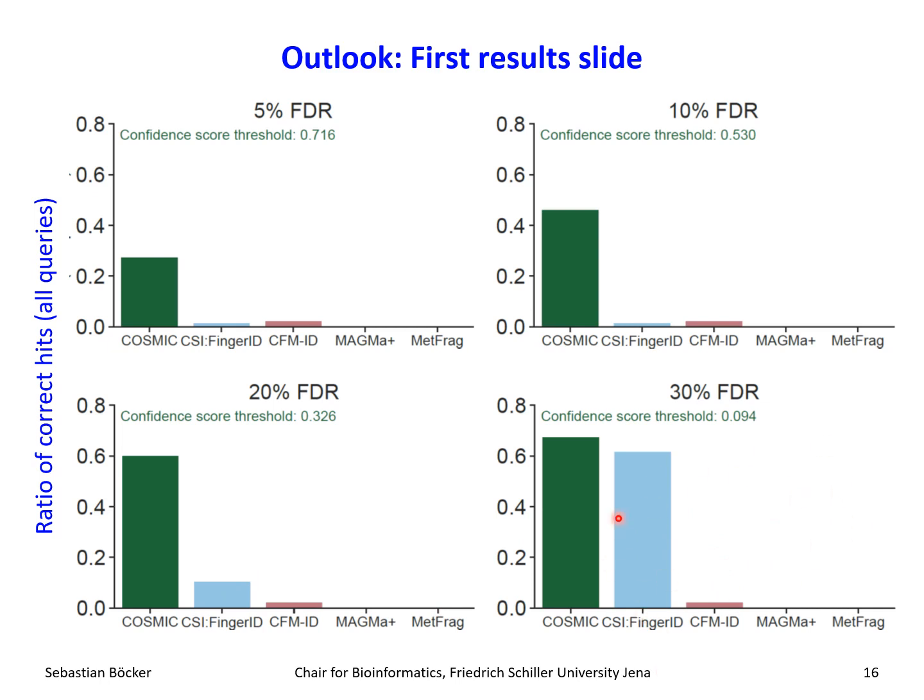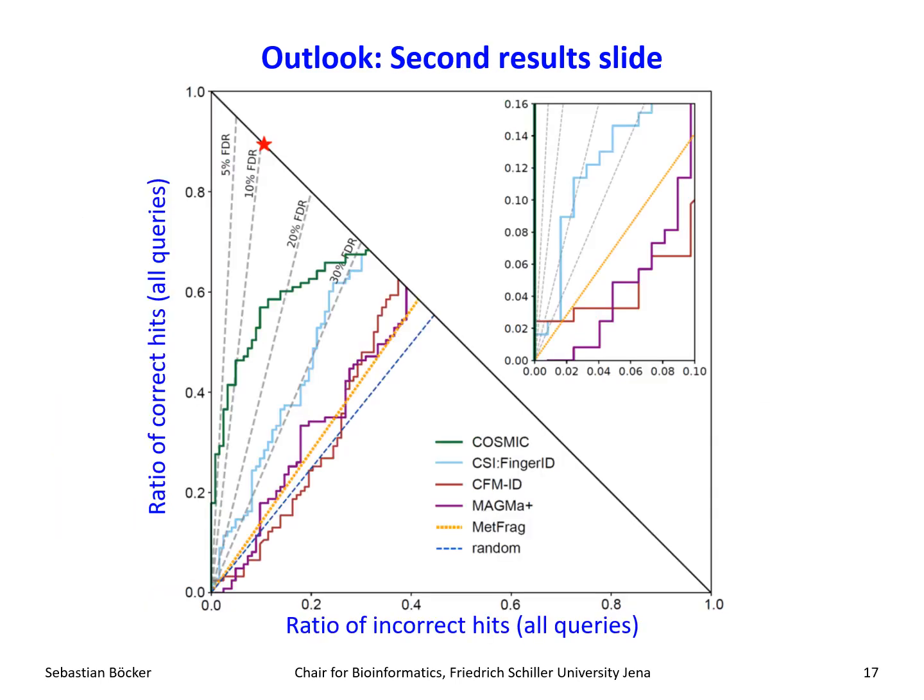Actually, this is an artifact that this bar here for CSI FingerID is 30%. It doesn't really mean something. And I'll do another outlook, and that will be, I would say, the final results figures, which I will show you, because the other ones, the bar plots which I just showed, still have some issues.